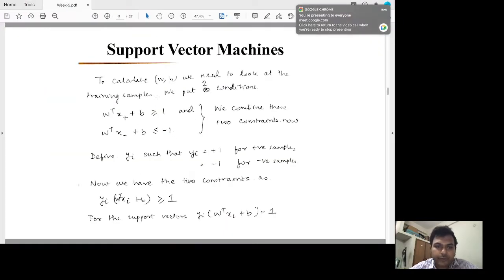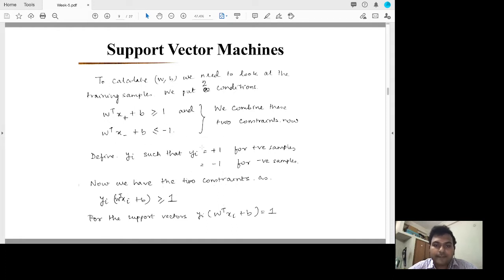Okay, so we have two constraints. These are called constraints in an optimization problem. In optimization parlance, these are commonly known as constraints, and there is a very simple way in which we can combine these two constraints. How? We define another variable yi such that yi equals +1 for positive samples and -1 for negative samples. So basically they are just the classes, +1 and -1, and you get the variables yi.